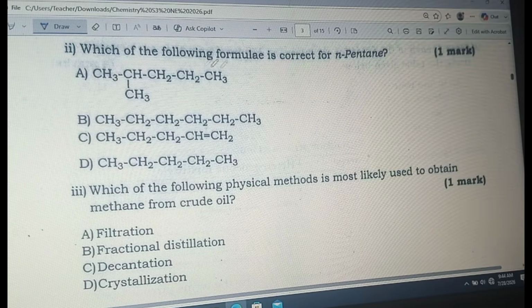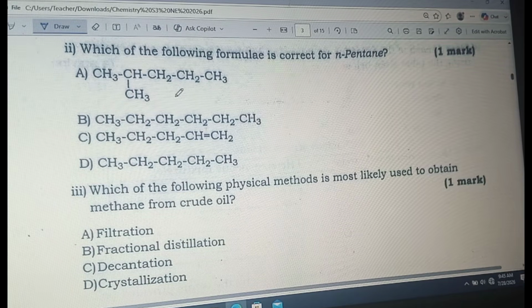Okay. I2, which of the following formula is correct for n-pentane? Pentane means that 5 carbon. And means that easy. Alkane means that they have single bond. Let's start from here. A. 1, 2, 3, 4, 5. But it has a branch. You see, meaning that the name of this compound is 2-methyl pentane.